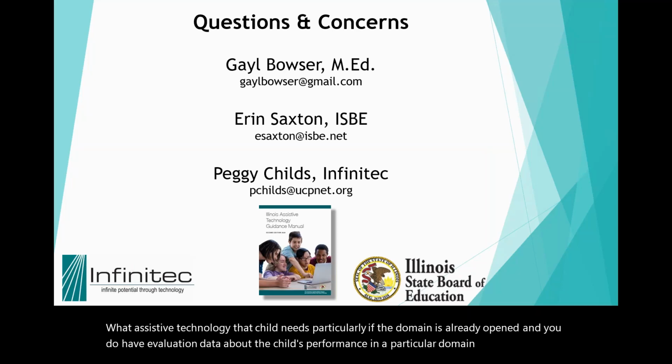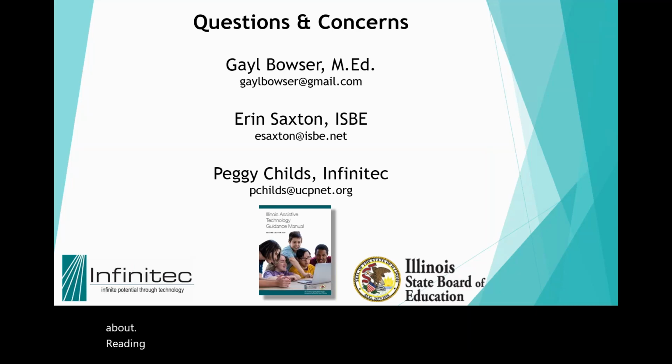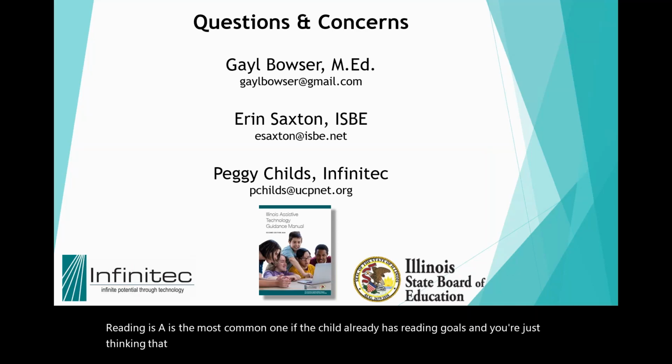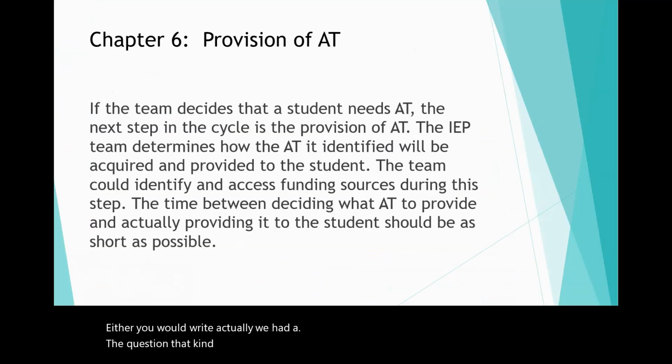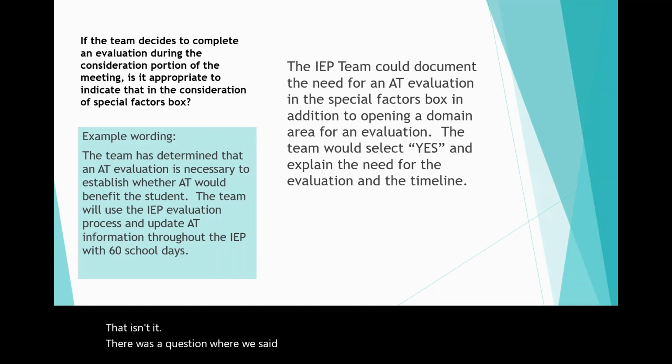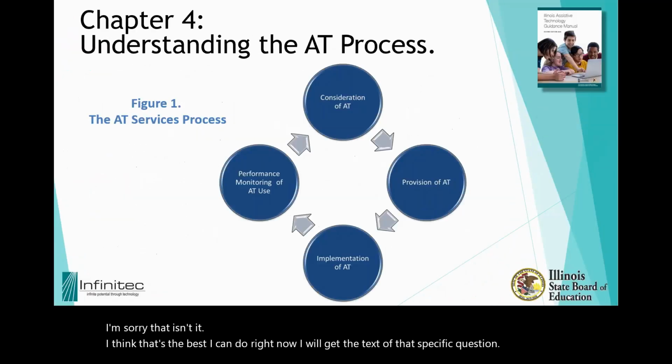So if we're talking about reading, that is the most common one. If the child already has reading goals and you're just thinking that assistive technology might be useful, you could use assessment. You cannot, though, suspend the timeline of the IEP. So the trial period, either you would write, actually we had a question that kind of addressed that. I don't know if I can find it real quick or not. I think that's the best I can do right now. I will get the text of that specific question, and we'll address it next time.